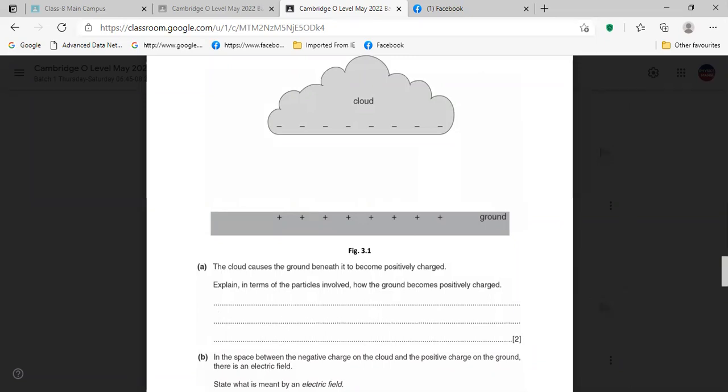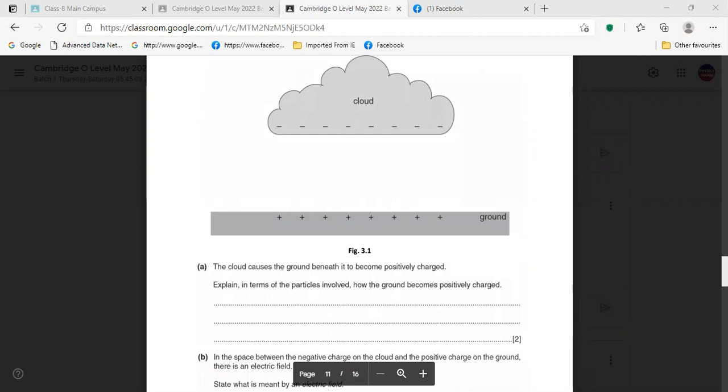Hello, Adrita. Did you write anything in your worksheet about this? Yes, I did. I've written that the lower part of the cloud, since it's negatively charged, repels the electrons in the ground, and therefore the ground becomes positively charged.